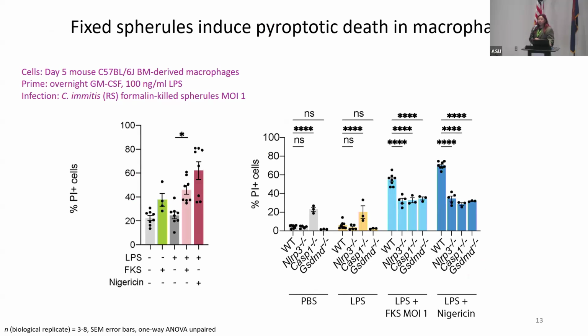So FKC was able to induce macrophage cell death, but this did not require LPS priming, which is very different to what we saw with the dead conidia. We also saw that this was dependent on NLRP3, caspase 1, and gasdermin D, which indicates to us that formalin-killed spherules induce pyroptosis in these macrophages. And again, this also highlights the very different inflammasome activation from conidia and spherules.